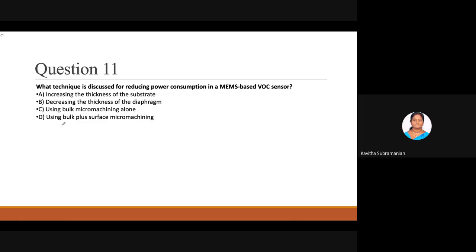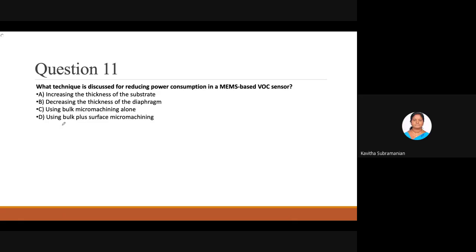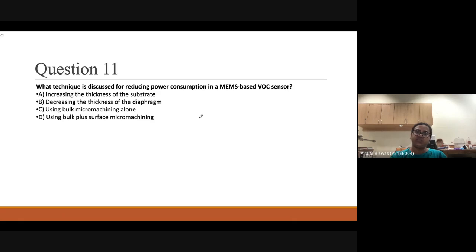Decreasing the thickness of the diaphragm. Okay, can you explain a little bit? If the area is less, then power consumption is also less. If the thickness is larger, then when we are heating, more power is required to heat that portion. Instead, if there is a thinner layer, it requires less power to heat this area. So the right option is option B, right? Yes, ma'am.